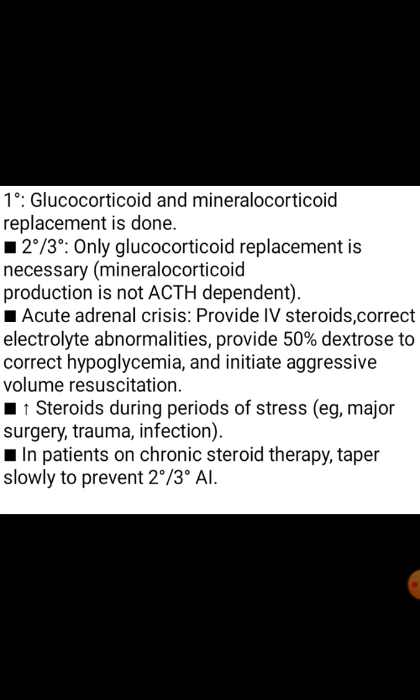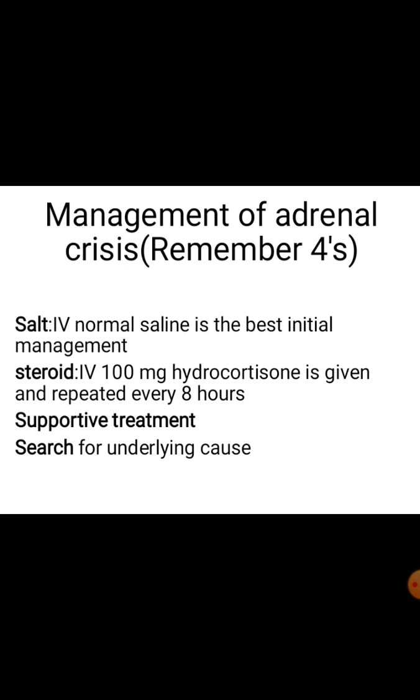In acute adrenal crisis, provide intravenous steroids, correct electrolyte abnormalities, provide 50% dextrose to correct hypoglycemia, and initiate aggressive volume resuscitation. Increase the dose of steroids during periods of stress. In patients on chronic steroid therapy, taper slowly to prevent secondary adrenal insufficiency. Management of adrenal crisis: remember 4S: salt, steroid, supportive, and surge. Normal saline is the best initial management.